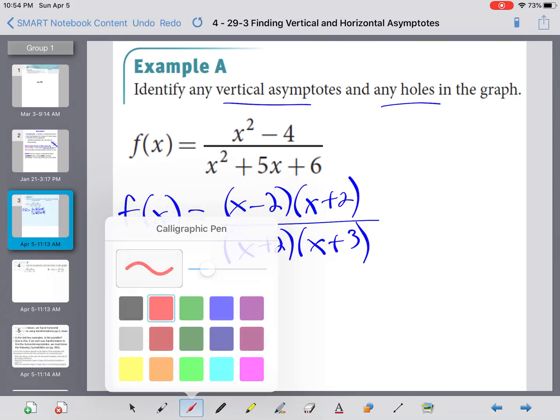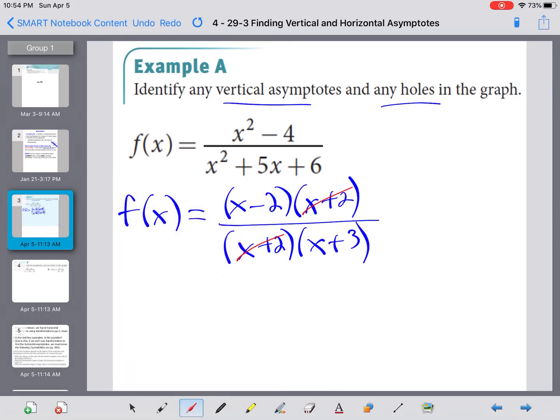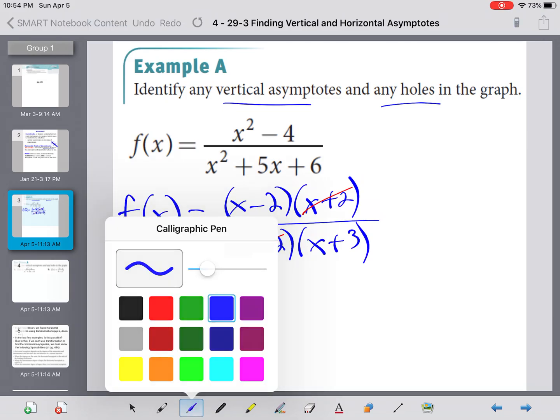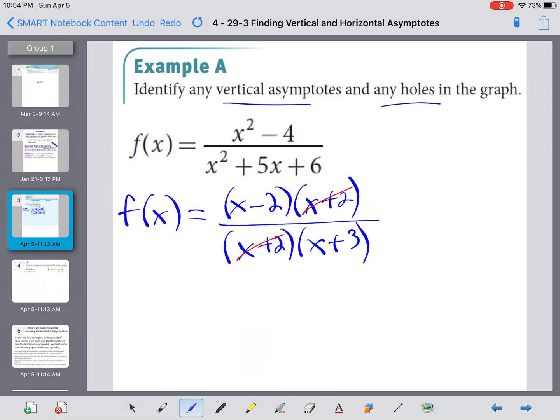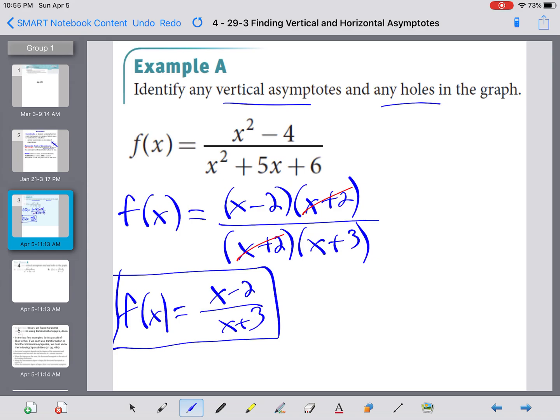Okay, so what you can see here is we have something that reduces. Now, what you're going to start to see this week is when something like that reduces, you kind of get a new function here. Later on when we start graphing, we're actually going to use this reduced function more than we'll use the top one, but that would be more important later on. Right now, it's just asking us to know the vertical asymptotes and the holes.